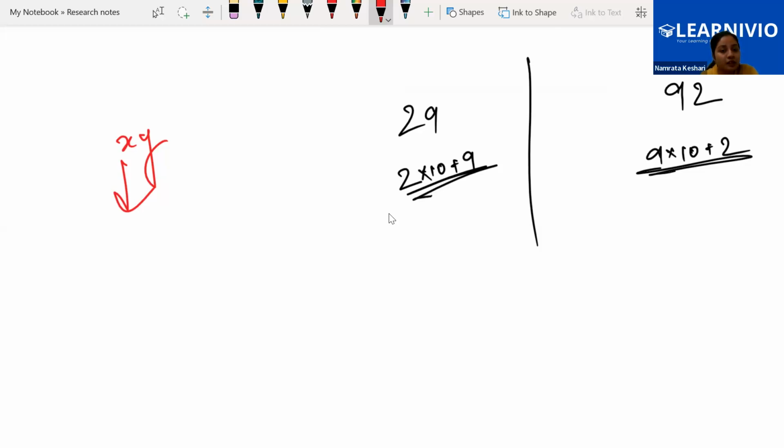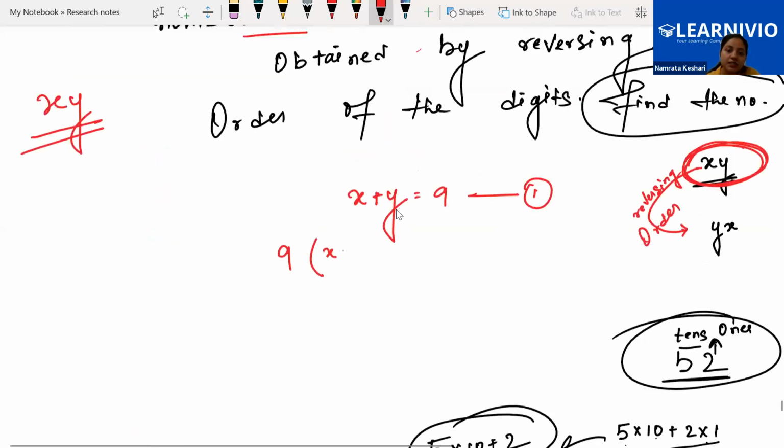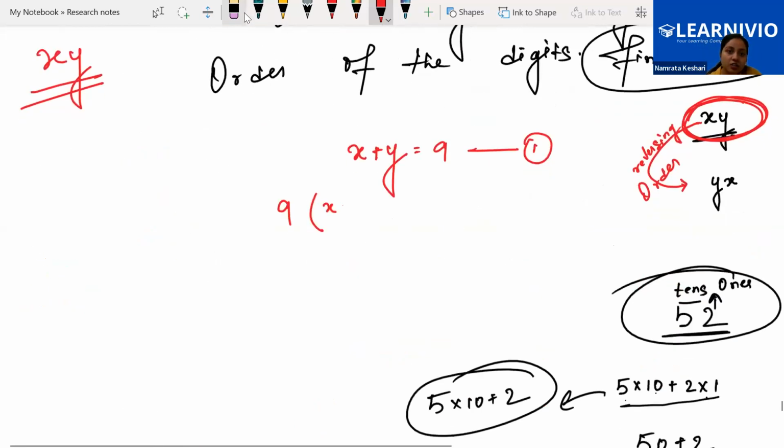Ma'am, just 10x plus the other y. Exactly. Can we say it will be 10x plus y? Harshit, can we say? Yes, ma'am. We can say it will be 10x plus y. So instead of writing this number as xy, we can write it as 10x plus y. We can write our number in expanded form. Still it is the same. It is xy only.